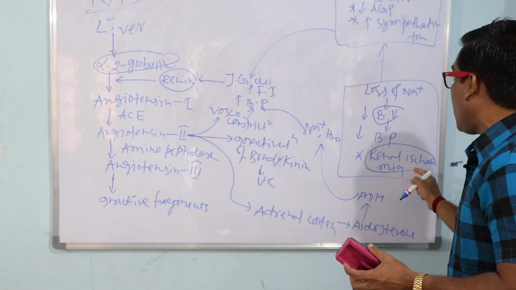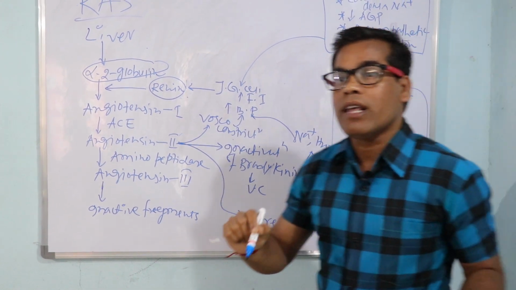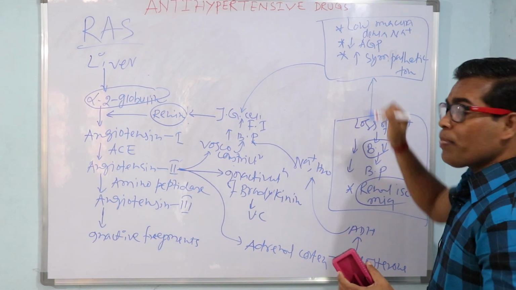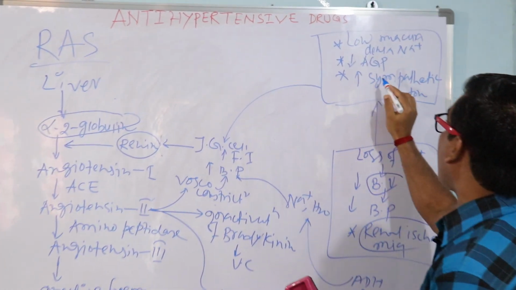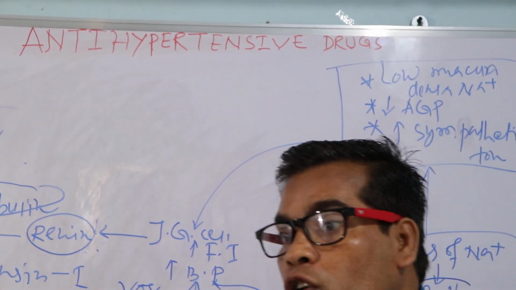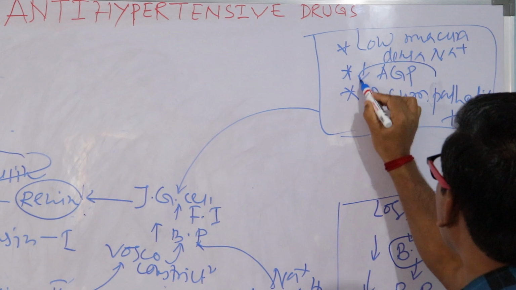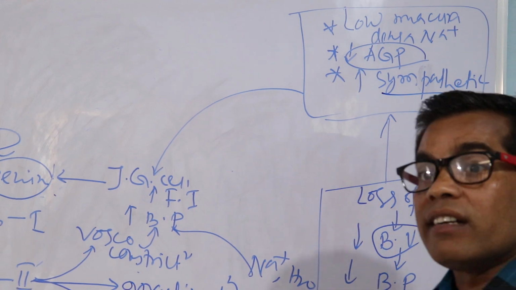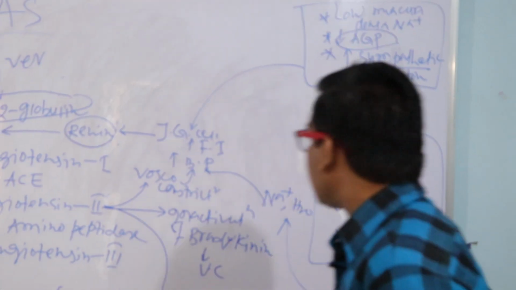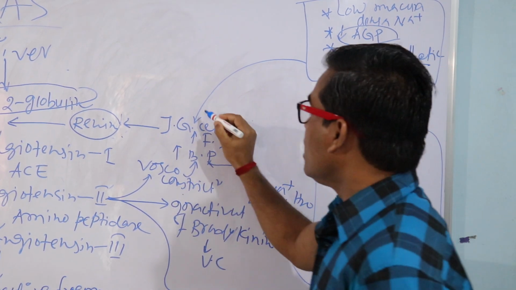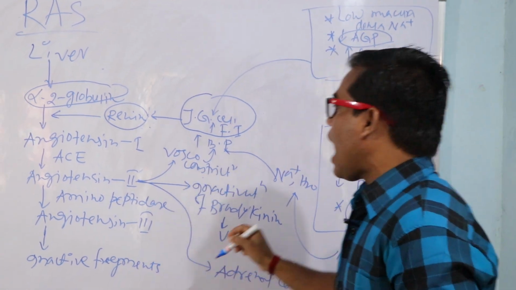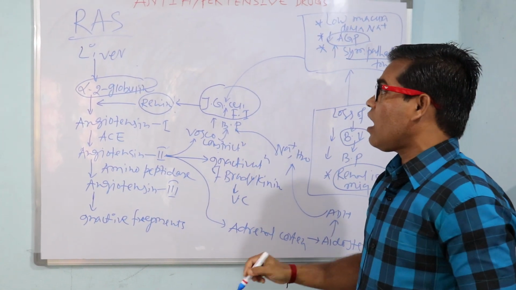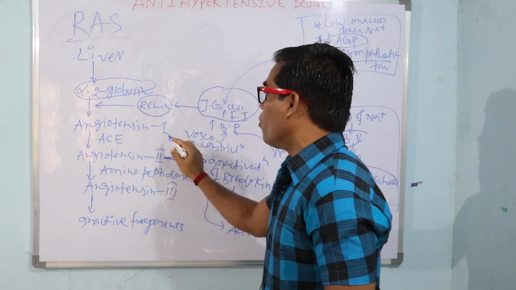Now this renal ischemia leads to a low macula densa sodium ion concentration in the nephron. Then it ultimately leads to decreased afferent glomerular pressure. When the afferent glomerular pressure decreases, it will activate the sympathetic system. Then it will give rise to sympathetic tone. That sympathetic tone directly stimulates the juxtaglomerular cells. Ultimately it will release the renin. Now this renin converts the alpha 2 globulin to angiotensin 1.